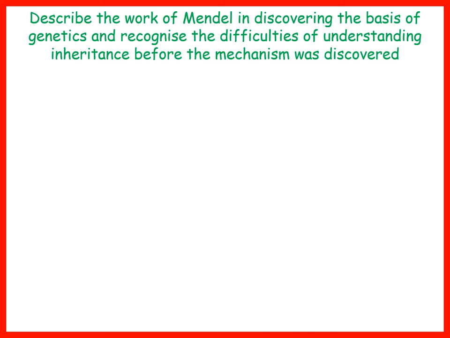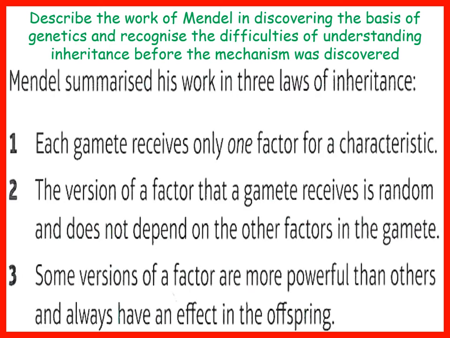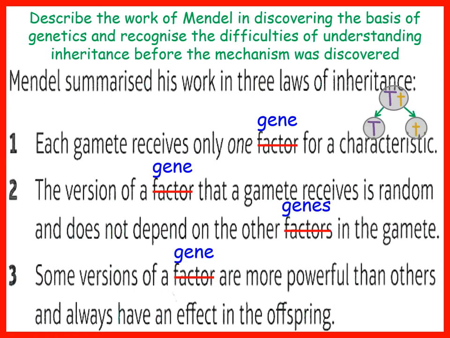So describe the work of Mendel in discovering the basis of genetics and recognizing the difficulties of understanding inheritance before the mechanism was discovered. When Mendel was doing these experiments, no one knew about inheritance through DNA. And he summarized his three laws, the first being that each gamete receives only one factor for a characteristic. We don't call that a factor anymore; we know that we're talking about a gene. So in other words, gametes will receive one gene for a characteristic. We know that for every gene there are two copies, but only one of them will be passed on or inherited through the gamete. The versions of genes are clearly alleles.